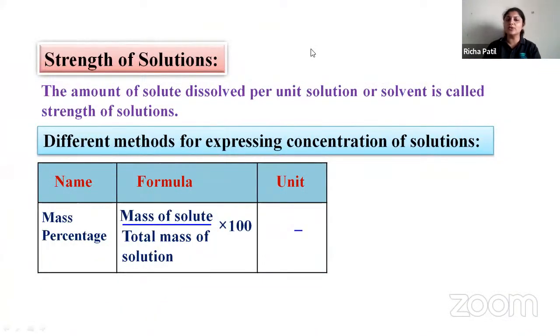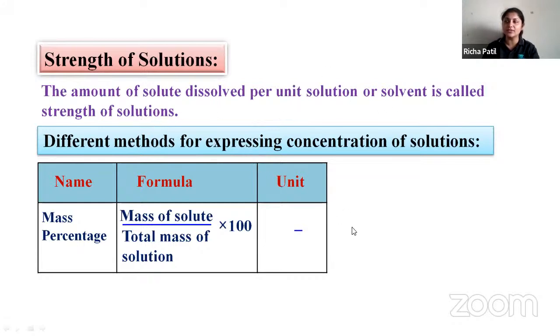So we'll see how to determine the strength of the solution. There is something called solute and solvent. These are terms which are used in solution. The amount of solute which is dissolved per unit solution or solvent is called the strength of solutions.